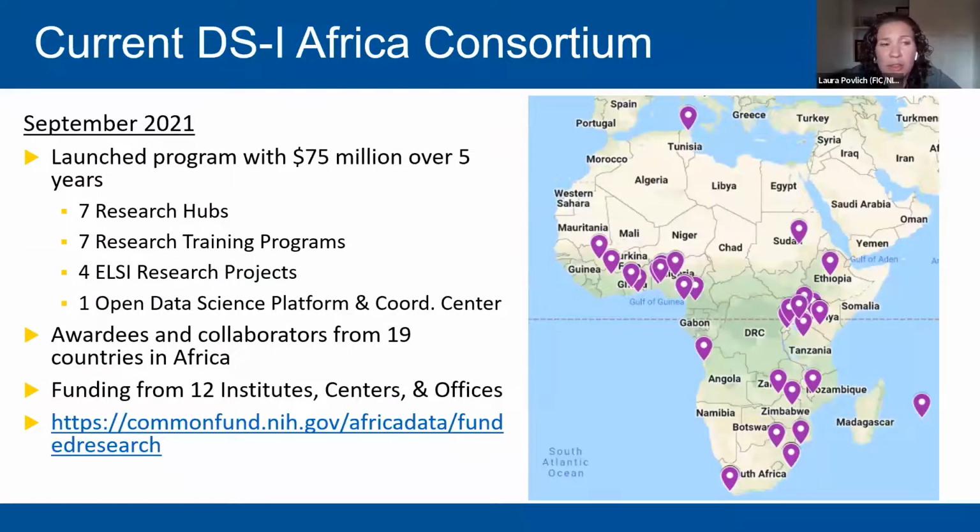These awards were launched in September of 2021 as the beginning of the DSI Africa program. Those awards will span over 5 years and include 7 research hubs, 7 research training programs, 4 ELSI research projects, and the Open Data Science Platform and Coordinating Center. These awardees and collaborators span 19 countries across the continent and include funding from 12 institutes, centers and offices at NIH. You can find the list of awardees on the NIH Common Fund website listed on this slide.